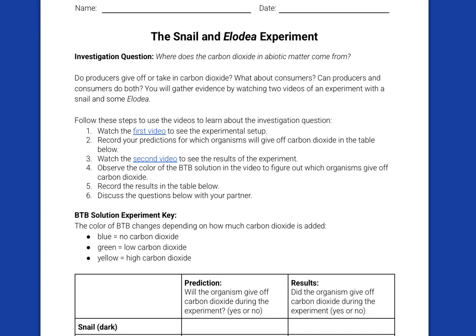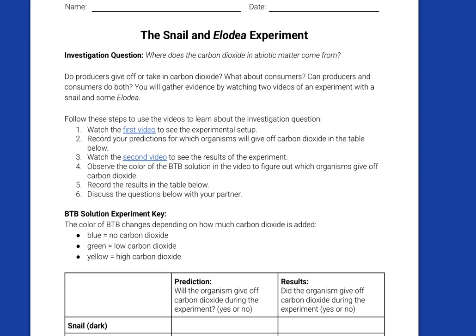So here, this is the snail and Elodea experiment. Someone did a video, and you're going to watch the first video here to see the setup for the experiment, and then make sure you have your predictions above. Okay? And then you're going to watch the second video, and then you observe the color of the solution. They used a solution called BTB.